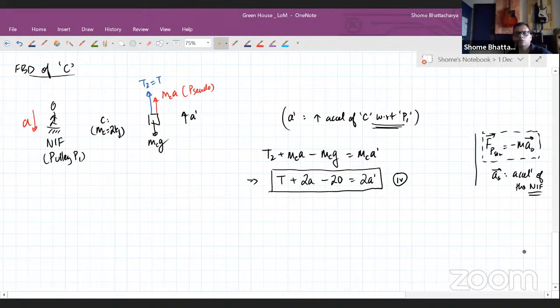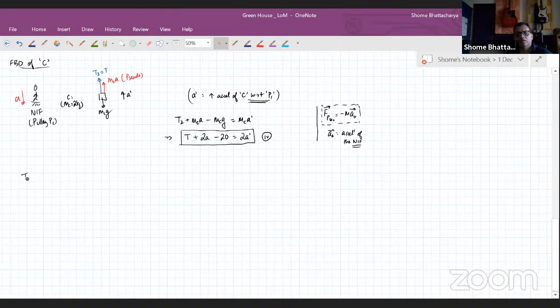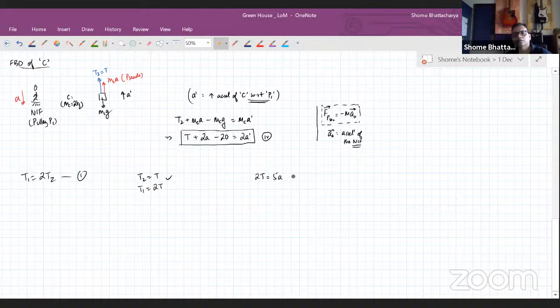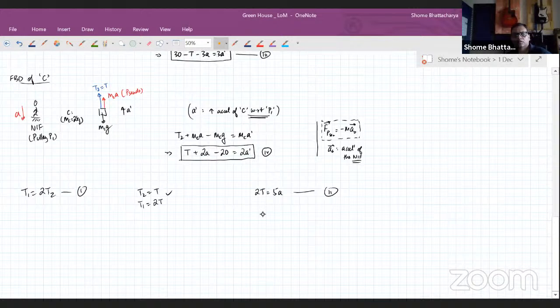Okay, so now let's get down to solving the equations. T1 is equal to 2T2. I have already made use of this equation. I have taken T2 as T and T1 as 2T, so that's made use of. Now the second equation was that 2T was equal to 5A. Then the third equation was this one: 30 minus T minus 3A is equal to 3A prime. And this fourth one we just have right now: T plus 2A minus 20 is equal to 2A prime.